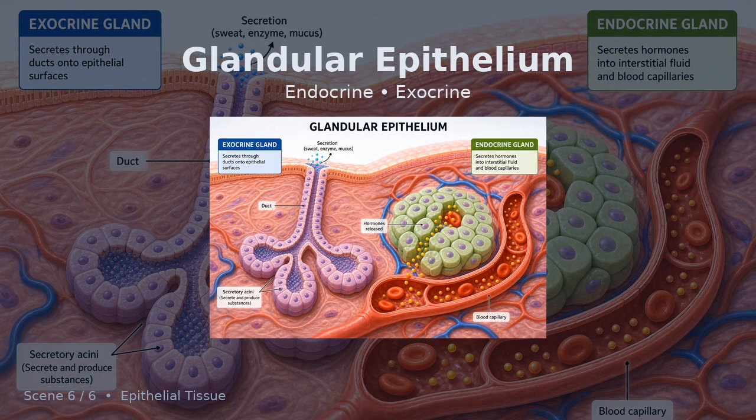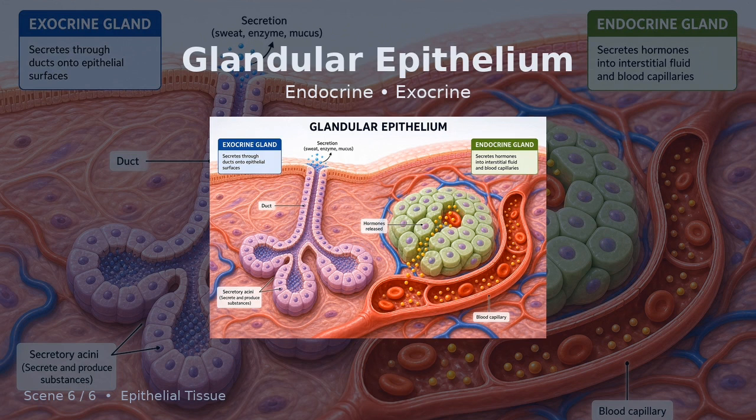Exocrine glands contain ducts into which products are secreted onto epithelial surfaces. Examples: sweat glands secrete sweat, salivary glands secrete saliva. Other secretions include mucus, oil, earwax, and digestive enzymes. Exocrine glands are classified as unicellular, like goblet cells, and multicellular, like sweat glands.